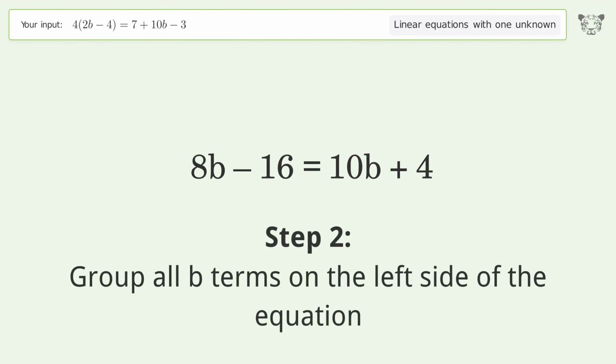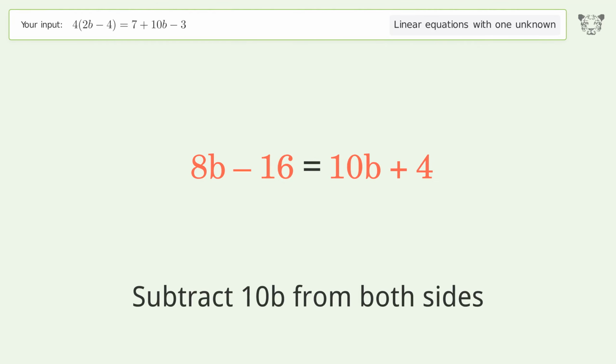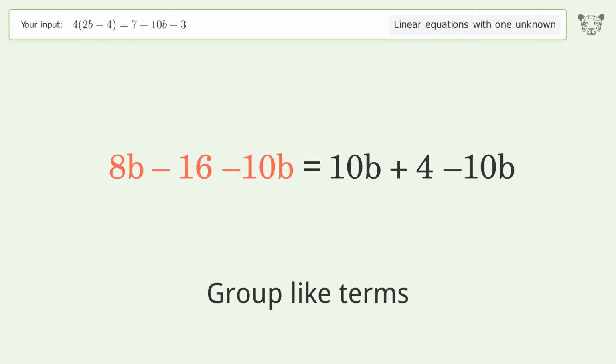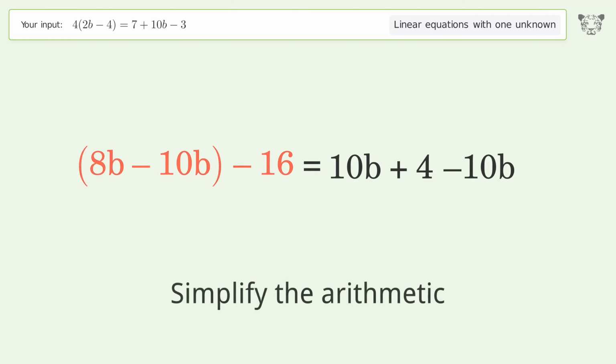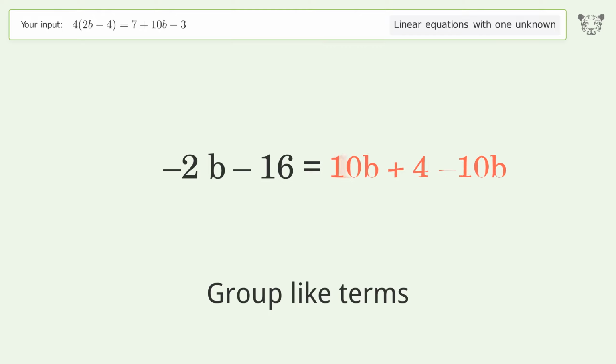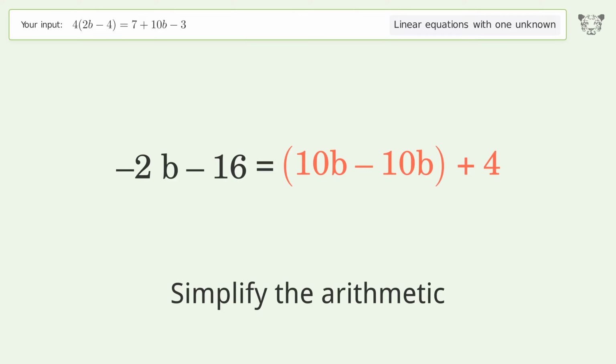Group all b terms on the left side of the equation. Subtract 10b from both sides. Group like terms. Simplify the arithmetic. Group like terms. Simplify the arithmetic.